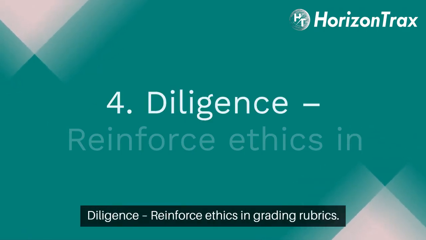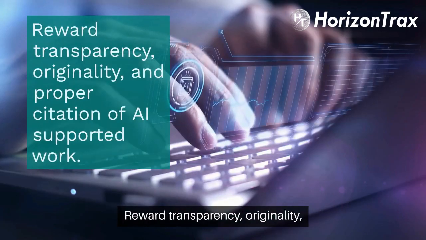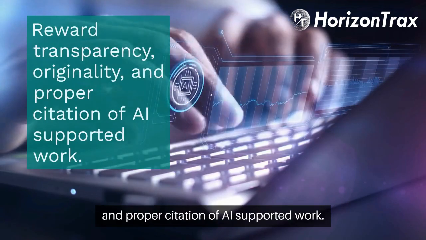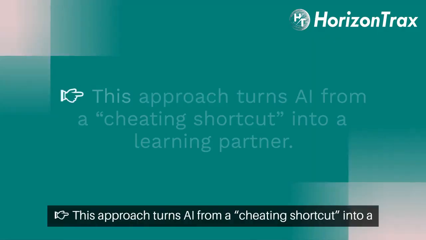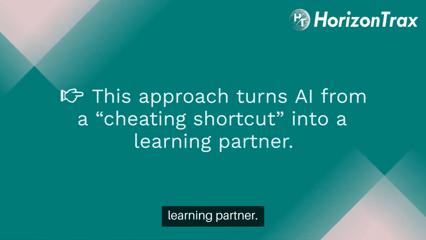4. Diligence. Reinforce ethics in grading rubrics. Reward transparency, originality, and proper citation of AI-supported work. This approach turns AI from a cheating shortcut into a learning partner.